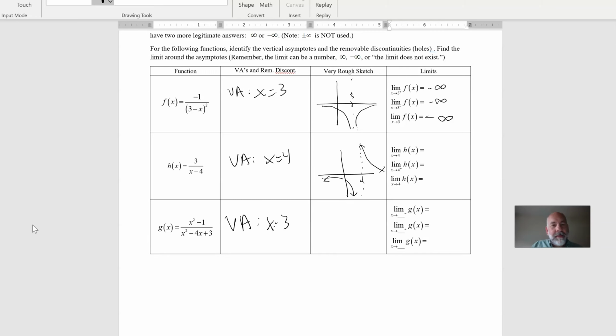First one, the graph looks like that. There's a vertical asymptote at x equals 3, there are no removable discontinuities, and for the limits, it's getting closer to negative infinity on one side and negative infinity on the other side. So the limit overall is negative infinity. For the second one, there's a vertical asymptote at x equals 4. But the interesting thing is, as you approach from the left, it's going to negative infinity, and as you approach from the right, it's going to positive infinity.